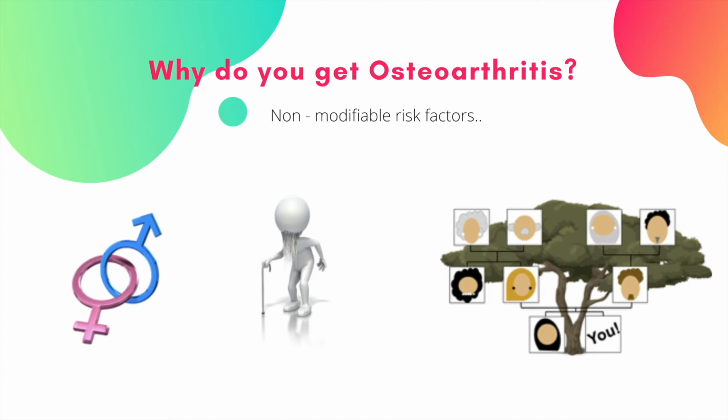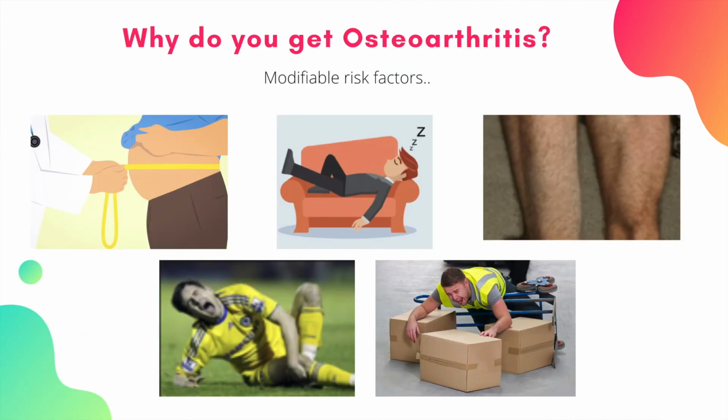Your sex. So if you're female, you're more likely to get osteoarthritis than the males. Women are more likely to get it in the knees and the hands, whereas the men often get it in the hips more so. And your genetics, so delicate cartilage can run in the family, and if someone else in your family has had OA, then you are at a higher risk of getting it as well.